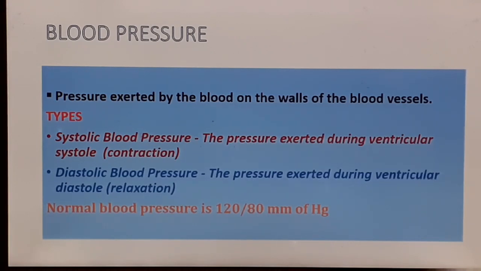It is of two types, systolic blood pressure and diastolic blood pressure. Systolic blood pressure is the pressure exerted by the blood on the wall of the blood vessels during ventricular systole or contraction of the ventricles. When it contracts, the blood exerts a high pressure on the walls of the blood vessels. This is called systolic blood pressure.